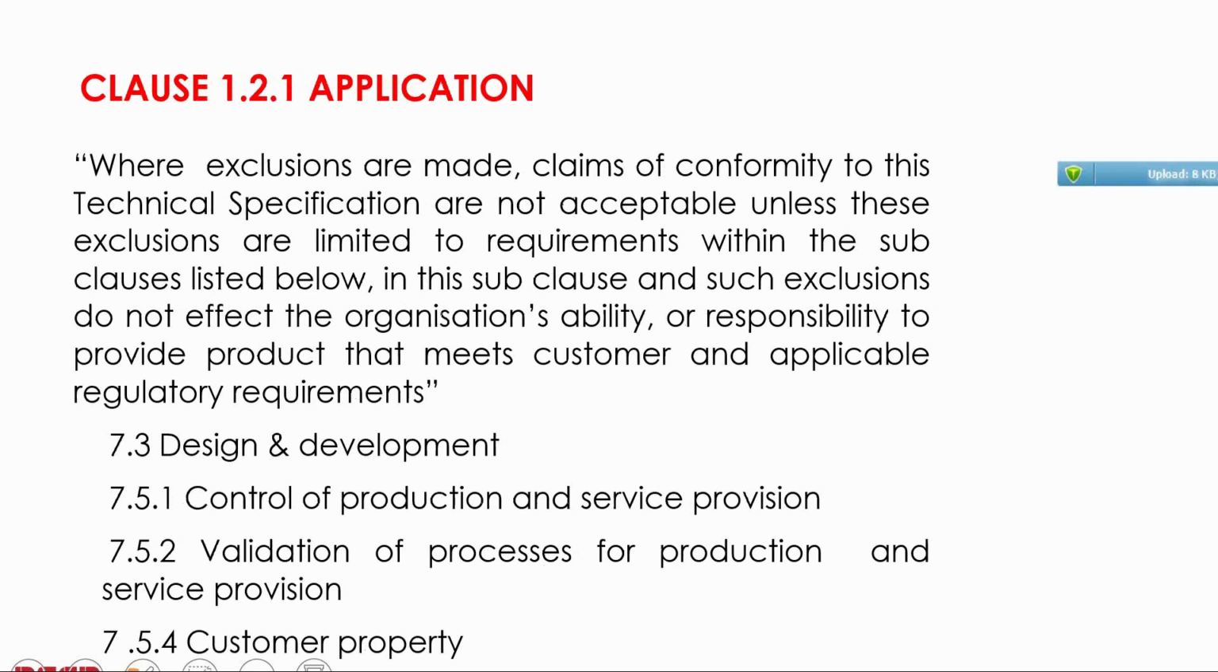So the next slide talks about how we can have exclusion clauses only under clause 7 in ISO 9001. In the 29001 standard, exclusions are more limited. For example, 7.3 product identity and traceability, 7.6 control of monitoring and measuring devices.